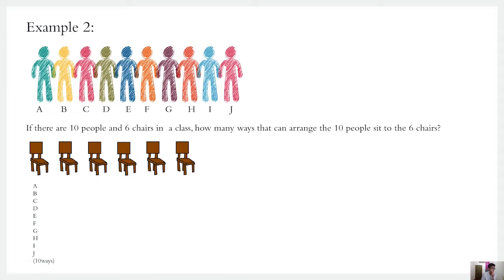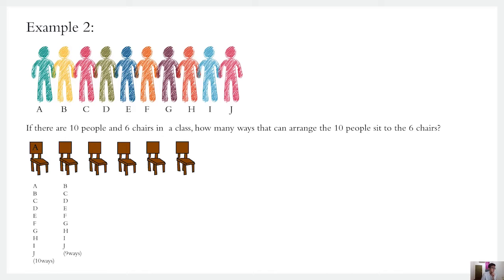For the first chair, we have 10 ways because we still have 10 people who haven't sat yet, and the first chair doesn't have anyone sitting in it. So there are 10 ways to arrange. Let's say we arrange person A to sit in the first chair. Let's move to the second chair. Since we already have 1 person sitting, we now have 9 people who haven't sat yet. So we have 9 ways to arrange the second chair.